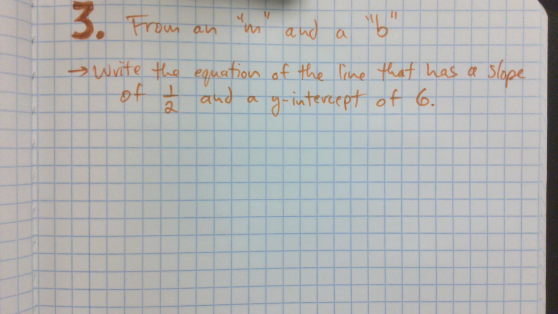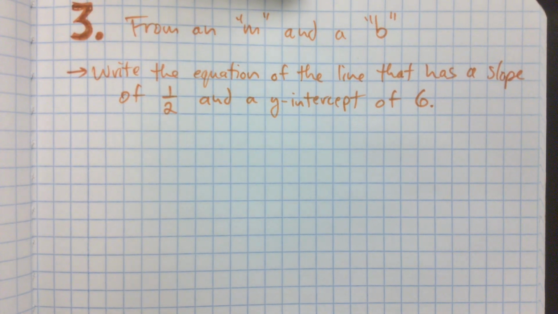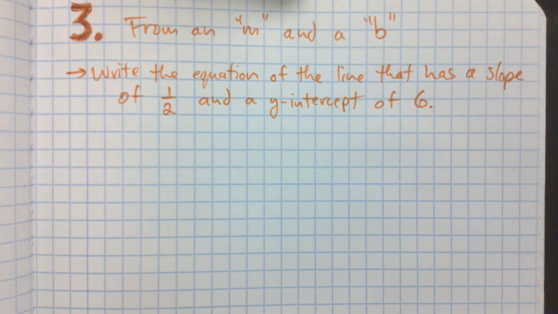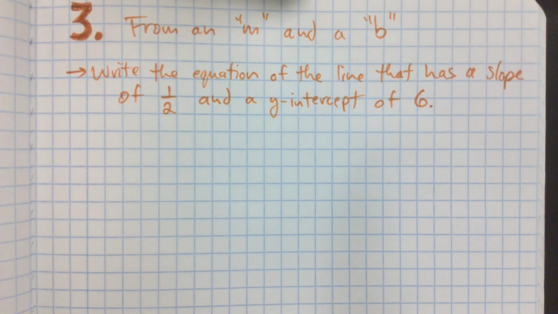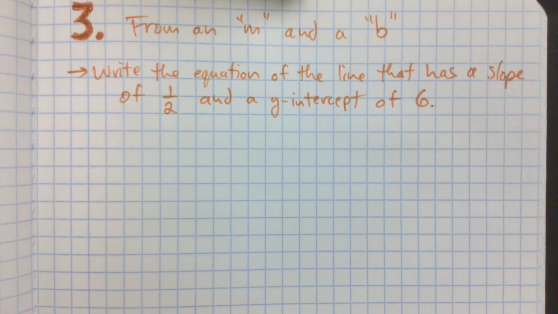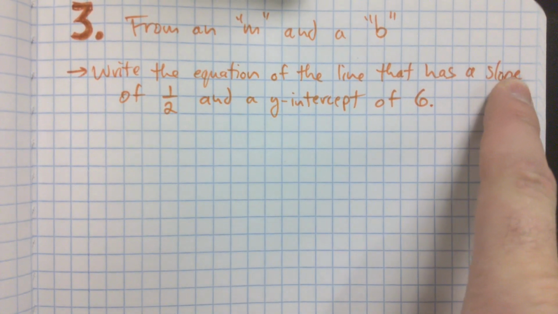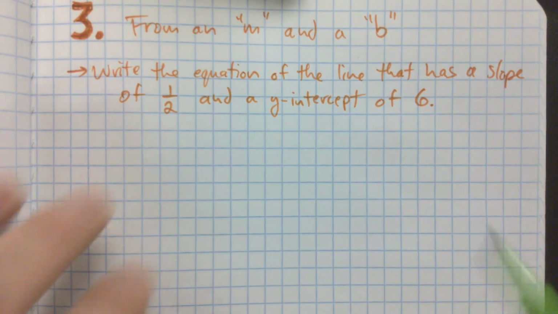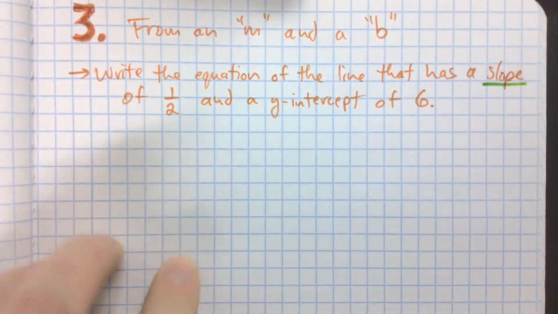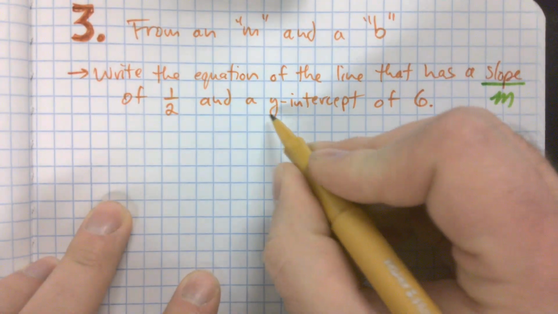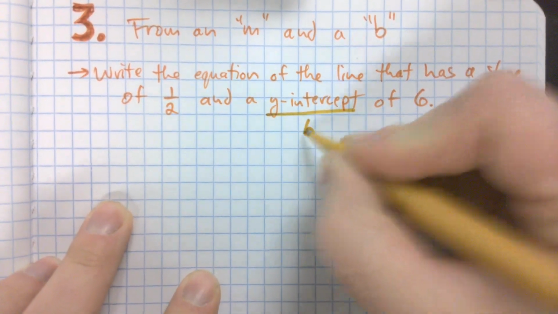In the previous two options, we had to do a little bit of math to find out what my m is and what my b is. But here, luckily, it's just given to us. All we really have to know here is what letter represents slope and what letter represents the y-intercept. So again, what letter is my slope? M. And what letter is my y-intercept? B.